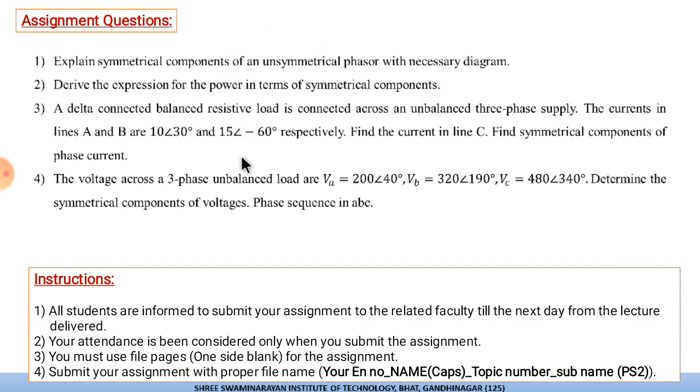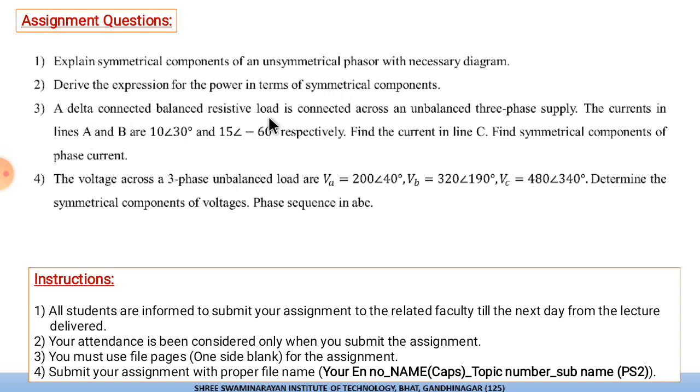Now after this presentation, you have the assignment questions. Two are theoretical questions, and the rest two are calculative type, means examples. So the first question is: explain the symmetrical component of the symmetrical phasor with necessary diagram, and the second question is: derive the expression for the power in terms of the symmetrical component.